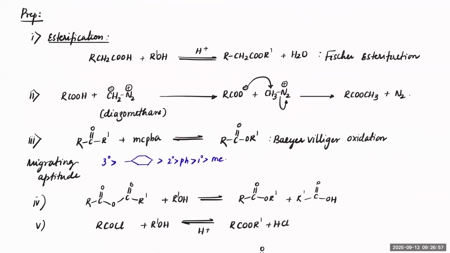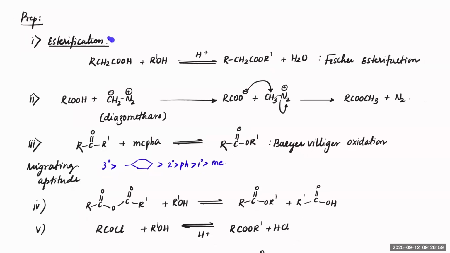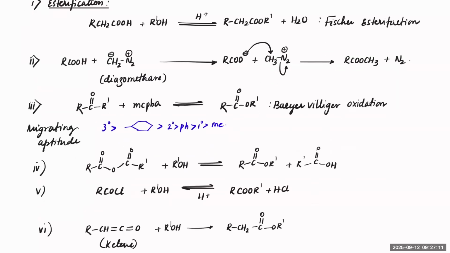Next, check out esterification. Carboxylic acid plus alcohol. If you react both of them, you know that esters will come. This is called Fischer esterification. This we have been learning earlier only. If you use the same with diazomethane, diazomethane can take H plus away, converts into carboxylate. Carboxylate can act like nucleophile, remove out nitrogen. You will get methyl esters.